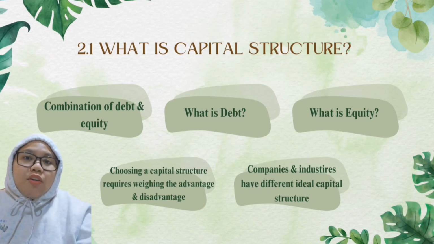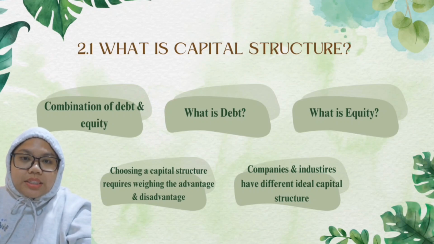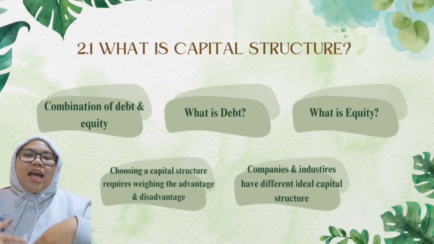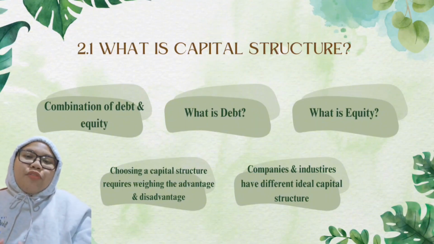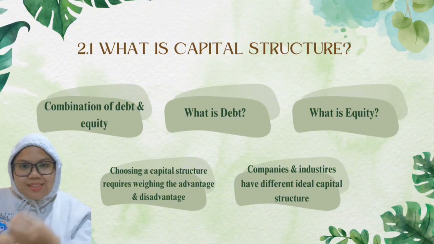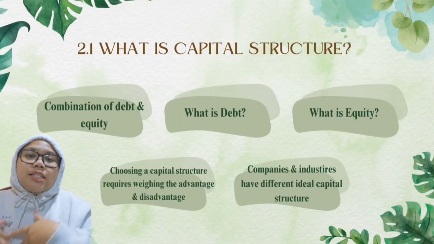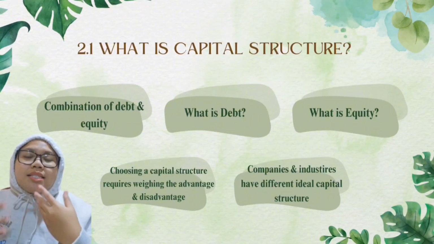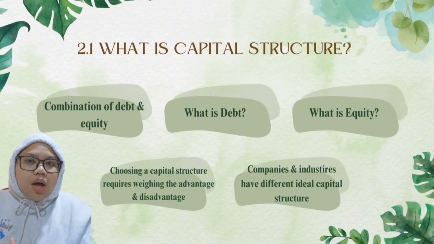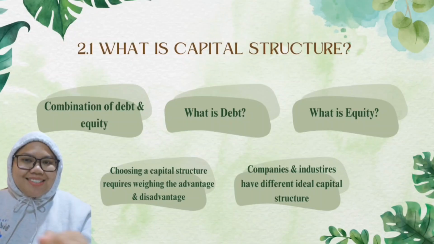Companies and industries have different ideal capital structures, which means high debt levels are frequently used by businesses in stable sectors such as utilities, whose steady cash flows allow for regular interest payments.